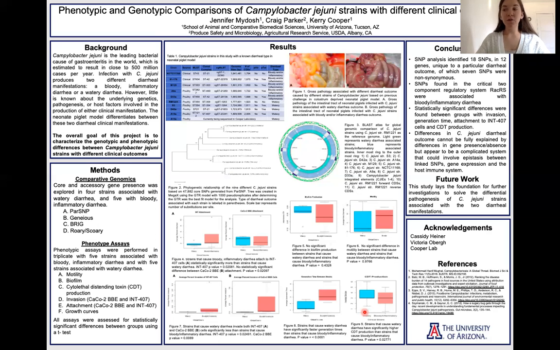So in conclusion, we found no genes that were associated with either clinical outcome. However, there were 18 single nucleotide polymorphisms, 12 of which were associated with a particular outcome. And we also found that there were SNPs in the critical two-component regulatory system, RacRS, only with strains associated with bloody inflammatory diarrhea. The phenotypic assays revealed statistically significant differences in strains associated with watery diarrhea for CDT production and generation time, as well as strains associated with bloody diarrhea are able to invade much more.